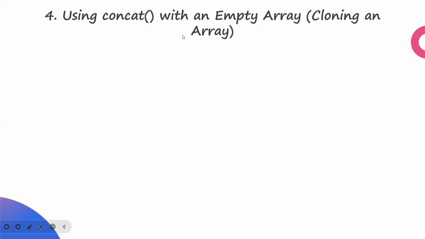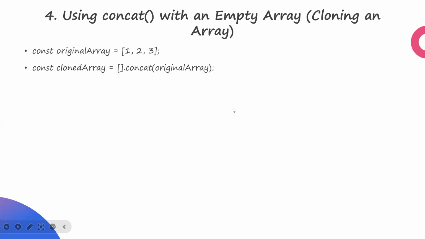So you can concatenate with an empty array, cloning an array. So look at this example. We have the original array, and this is an empty array, and we are calling the concat method on an empty array, and we are passing the original array into it. So it will now return the original array, but right now we are actually cloning it. Maybe you don't want to make use of the original array, or you want to clone it so that you can manipulate the cloned array.